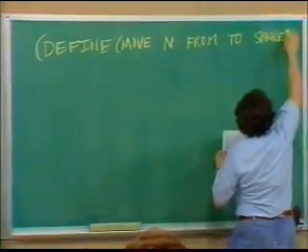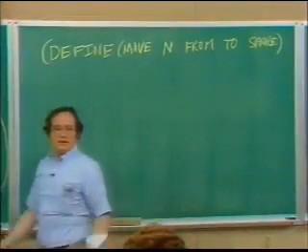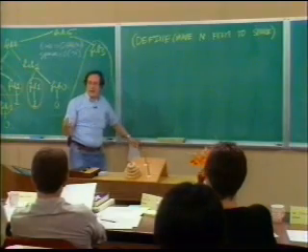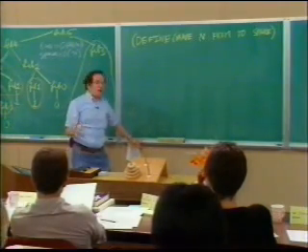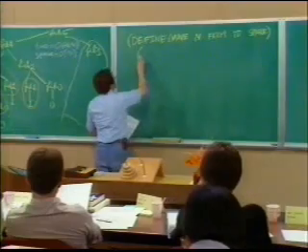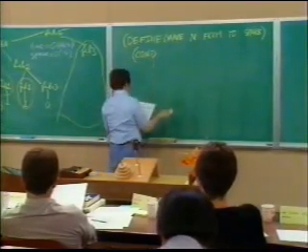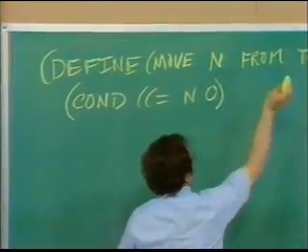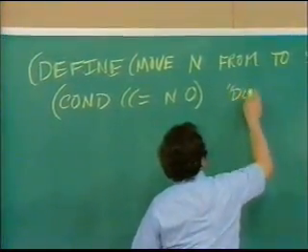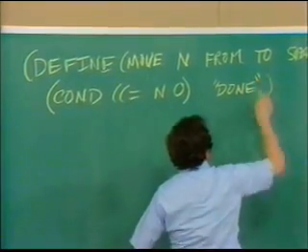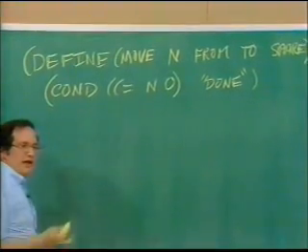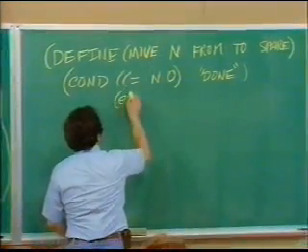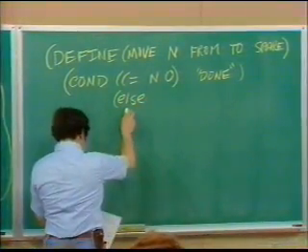Well, I've got two cases. And this is a case analysis, just like it is in all the other things we've done. If n is 0, then I'm going to put out some answer. Done, we'll say. I don't know what that means, because we'll never use that answer for anything. We're going to do these moves. Else, I'm going to do a move.